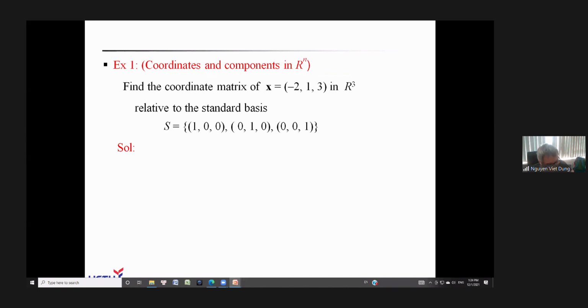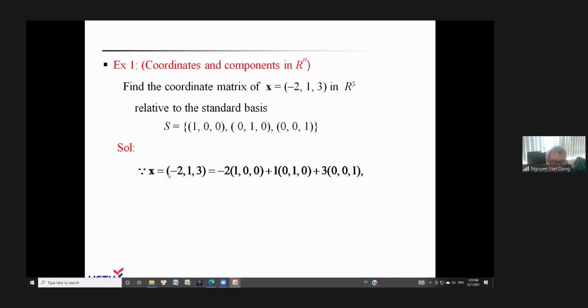Suppose that we are considering the 3-space R3, and in R3 we know already that it has a standard basis, that is S, consisting of 3 vectors: 1 0 0, 0 1 0, and 0 0 1. And now we are given a vector x with components -2, 1, and 3. Then we need to find the coordinate column or coordinate matrix of x. How can we find it?